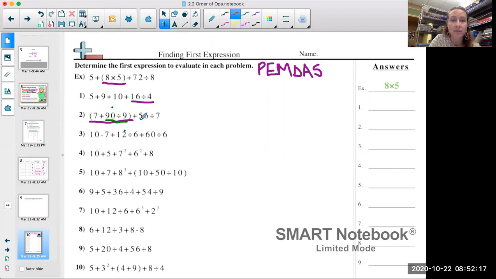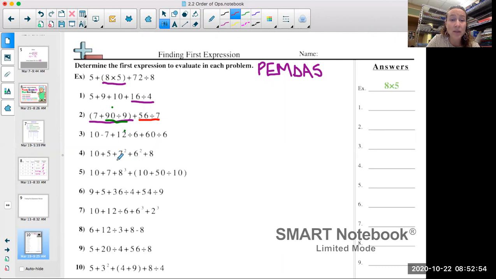I'm gonna change the color. And then after all of that, we would do this addition, whatever this expression is, plus whatever this expression winds up being. Crazy, right? These are big problems. Now let's go down to number 4 and we'll go over that. So are there any parentheses in number 4? Nope. Good. Are there exponents in number 4?